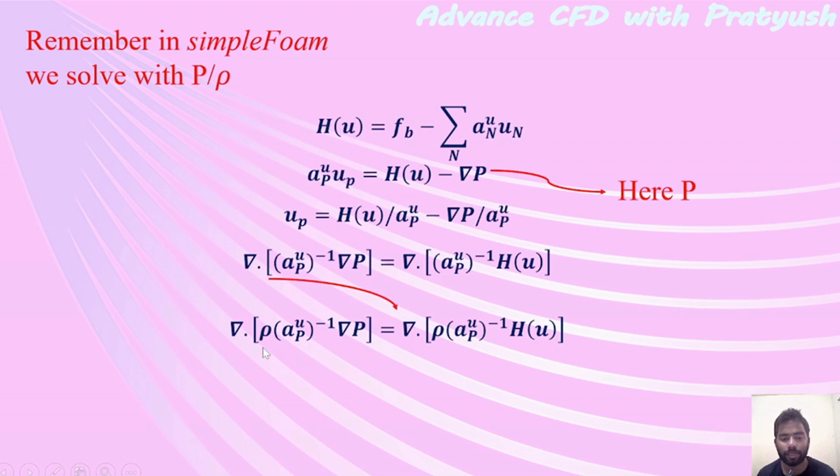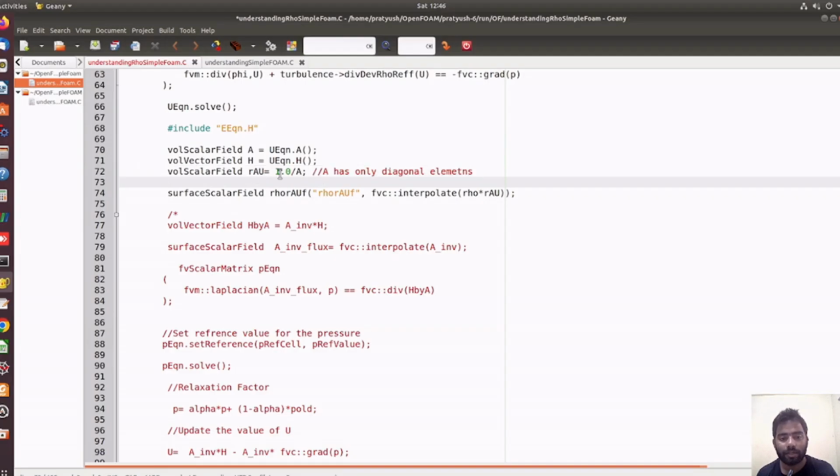So we will interpolate this rho with the A inverse. Then we will take the dot product of these two quantities, and then we will multiply with the del P, and here we will multiply with the HU. You can see here that we have taken A inverse. Now we have multiplied this rho with rAU. So that is the interpolation of rho on the faces, and then we are taking the product of these two quantities. Okay, so this is the rhorAUf.